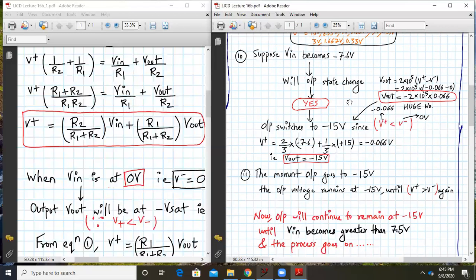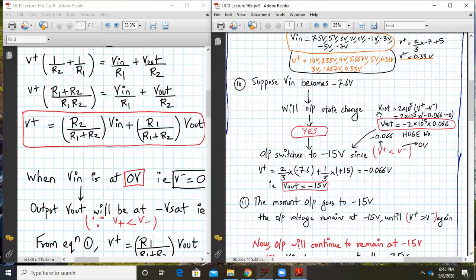So my output will immediately change state from plus 15 to minus 15. So right now currently my output is at plus 15. Let's see in more detail. V out is given by 2 into 10 raised to 5 into V plus minus V minus. Even though the change in V plus and V minus is very small, it is multiplied by a very big factor, that is 2 into 10 raised to 5. So it is minus 0.066. It's enough to keep the output in negative saturation.